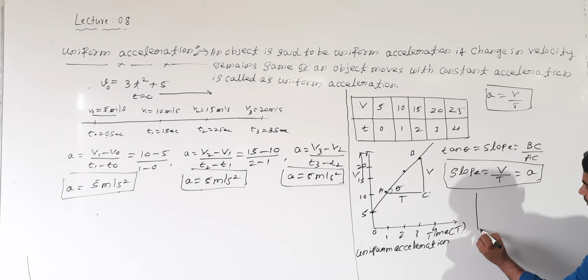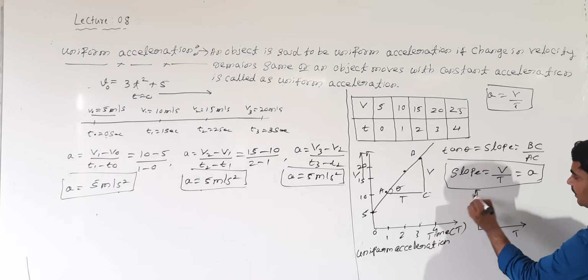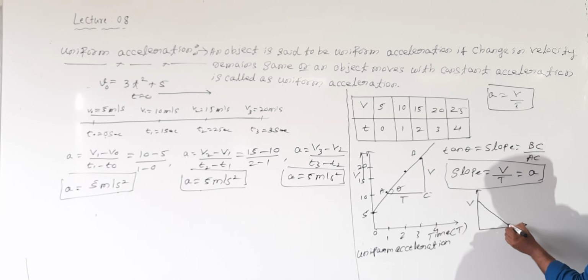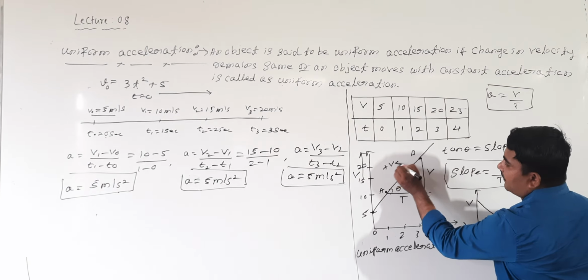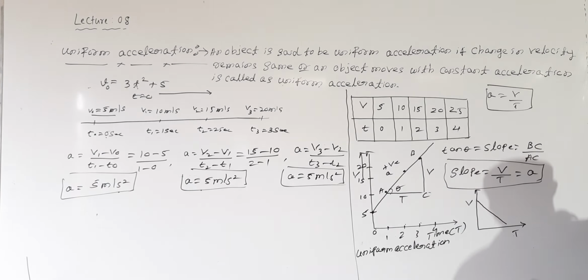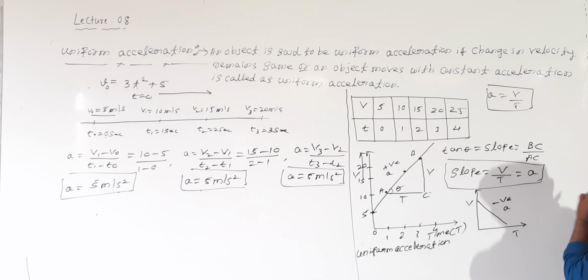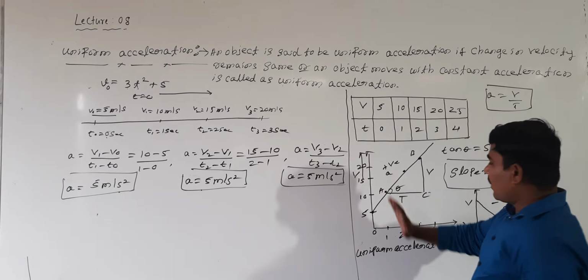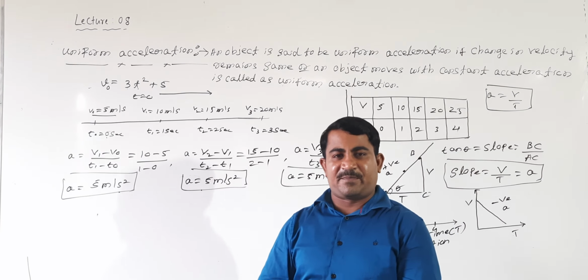Look at me here. Along the x-axis I will take the time, again along the y-axis we will take the velocity. If acceleration is negative, then the graph may be like this. This is for positive acceleration. Then this is a downward slope. This is for negative acceleration. Right? What have we taken? We have taken the slope of the velocity time graph.